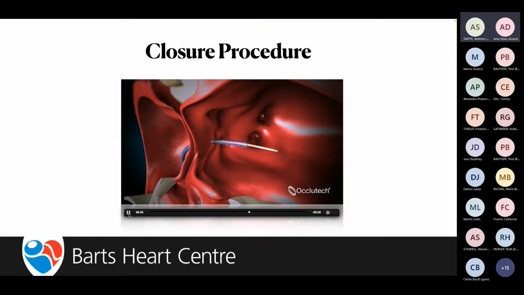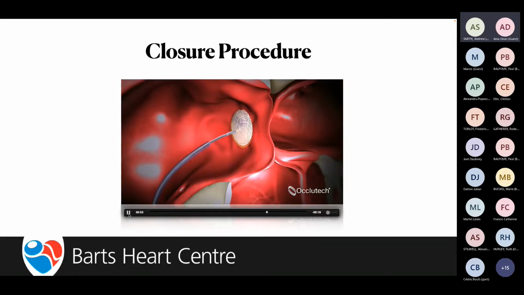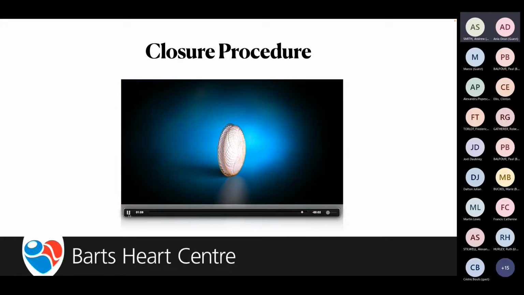And then you can use that to deliver one of these devices, which, as mentioned, is very flexible, so you can push it through a delivery sheath, and once it pops out the other side, it has a memory, so it remembers its left atrial disc, right atrial disc, and then you check that it's in a good position. And once you're happy, you then release it from the delivery system, and it stays in situ. And that's just a picture of one of the type of devices.